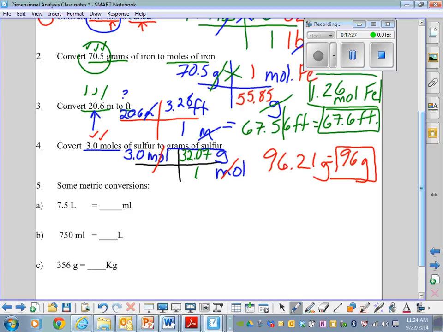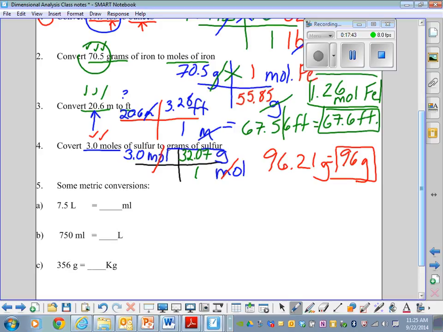Any questions about what we just did? Yes, sir. Isn't a mile 5,286 feet? No. Where did you get that? I thought it was 86 feet.